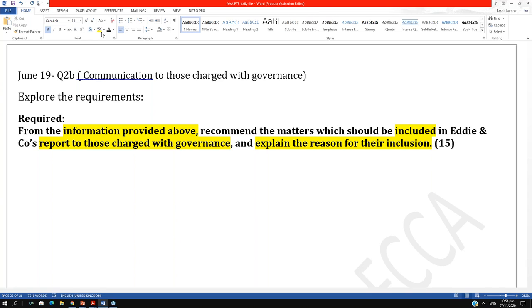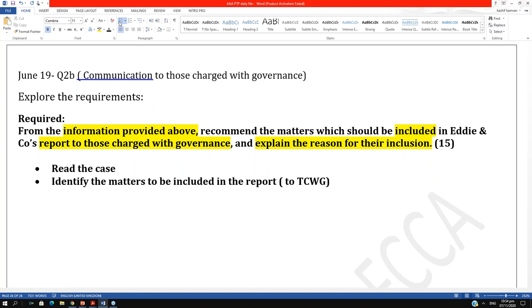Everything in a reporting question is worth how many marks? Whether it is a report to shareholders or a report to those charged with governance, everything is worth 1 mark per point, right? So how many marks do we have? 15. So how many points do we need to identify for a 15 mark answer? 15, right? Such a lengthy answer. Let's see how. The examiner is saying from the information above, so you will read the case. And when you're reading the case, what will you do? You will identify the matters to be included in the report to those charged with governance. And for each matter, you explain why.